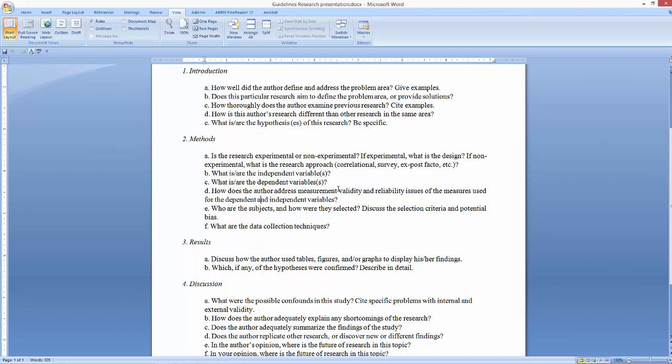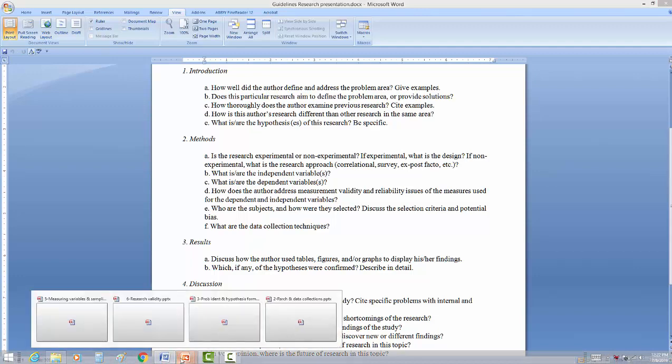How does the author address measurement validity and reliability issues of the measures used for the dependent and independent variables? Now, this is really important. For example, on the dependent variable side, if the researcher is measuring change in depression, then it's very important that they use a very reliable and valid measure of change.